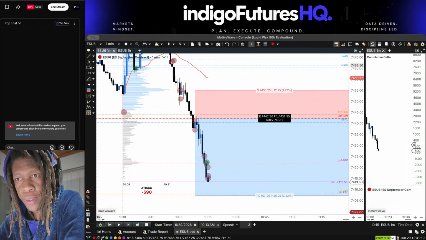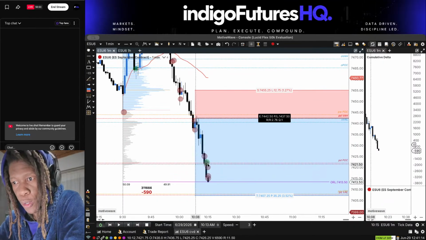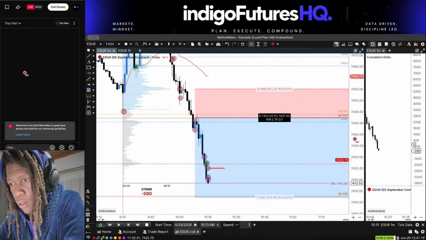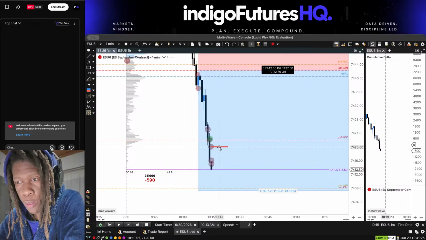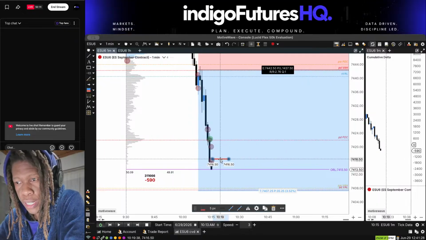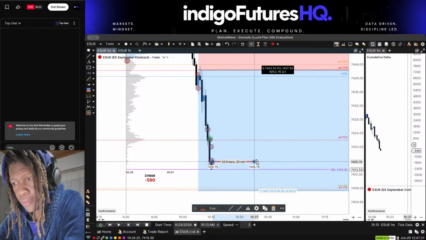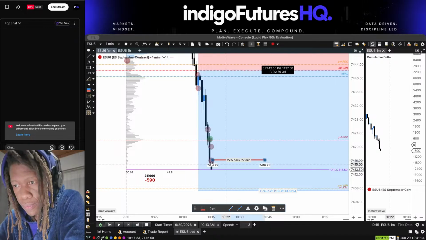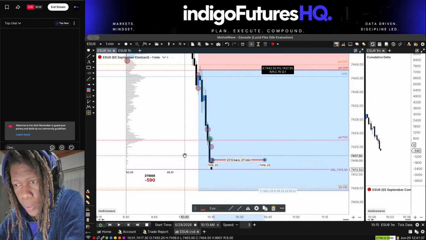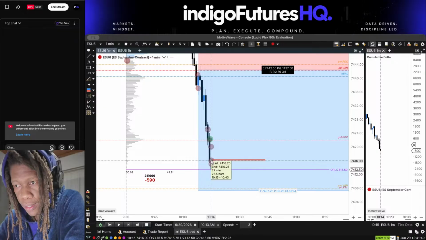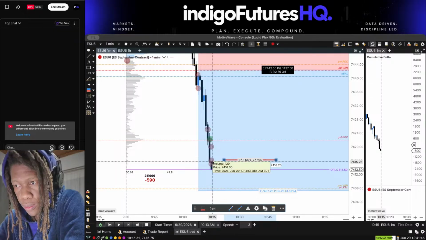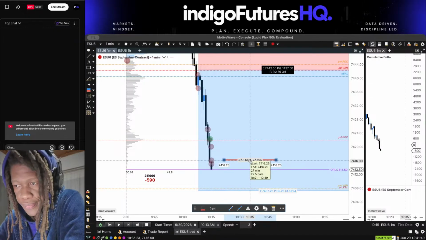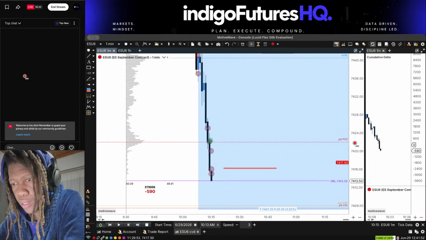So structurally, where can the stop go? Maybe at this level where these sellers stepped in, or, because we already broke this previous day point of control, maybe we put it structurally at 416. I'm trying to see how big these sellers were. 416. All right, so 416.25, 416.